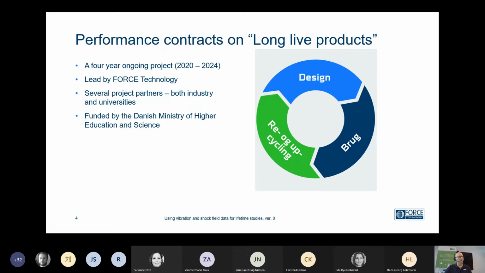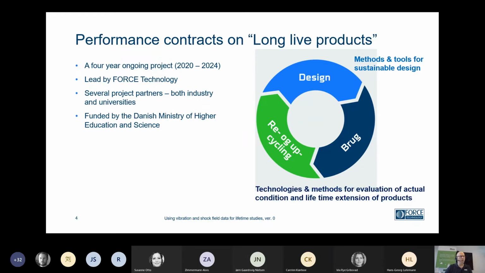What we see over here is you could call it a wheel of the circular economy, and we will work with the design. How can we do good designs? So we have sustainable design. We are working with technologies and methods to evaluate the condition of products for the moment, and if needed, can we find methods to make lifetime extension. And finally, some of my colleagues are working with upcycling of electronics products, which is far from trivial. From my point of view, you could say that the project here is circular economy for engineers. How do we actually do this kind of stuff?